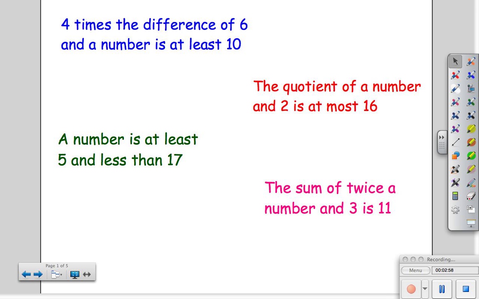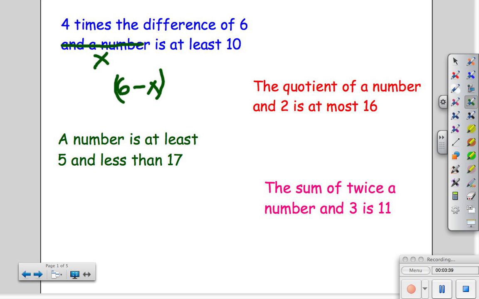The first one, 4 times the difference of 6 and a number is at least 10. Okay, so we've got a lot going on. I'm going to take the number out, and I'm going to put in x. So 4 times the difference of 6 and x. So I'm going to have to take 6 minus x first. Then I'm going to take 4 times the difference of that. So that has to be done first, and then I'm going to multiply it by 4.